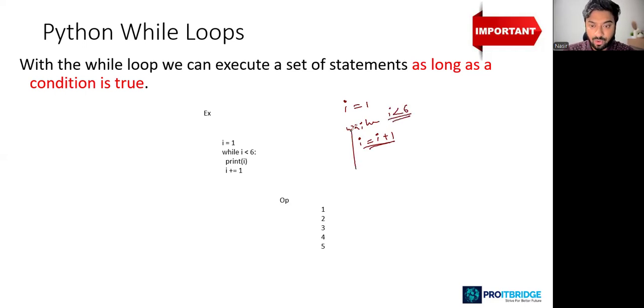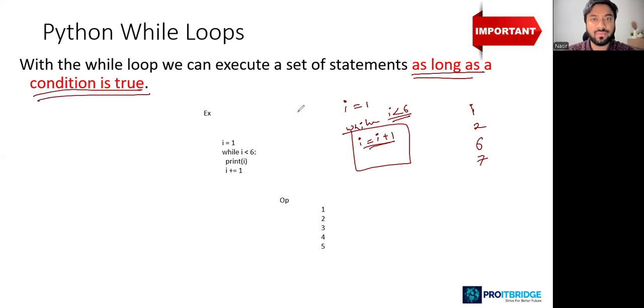Whatever block of code is here will execute as long as the condition is true. So now I is 1, so it will execute until 6 is reached. After 6, at 7, it is going to stop. So this is the point you need to remember. A while loop is going to execute as long as the condition is true. That is how the while loop has been designed.